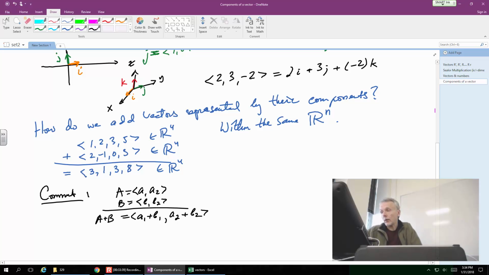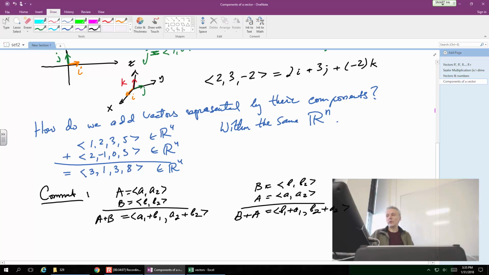Okay, so let's flip it. B is equal to (b1, b2), A is equal to (a1, a2). B plus A is equal to, so already it feels kind of silly, (b1 plus a1, b2 plus a2). Okay, so we look at this and what do we say?